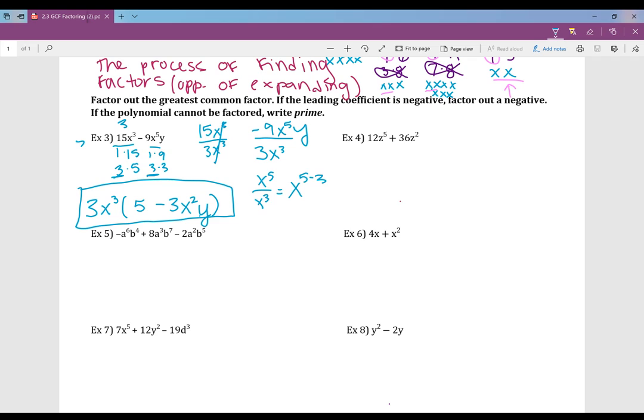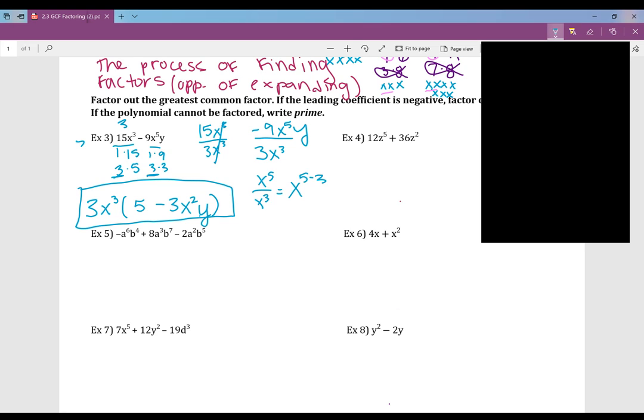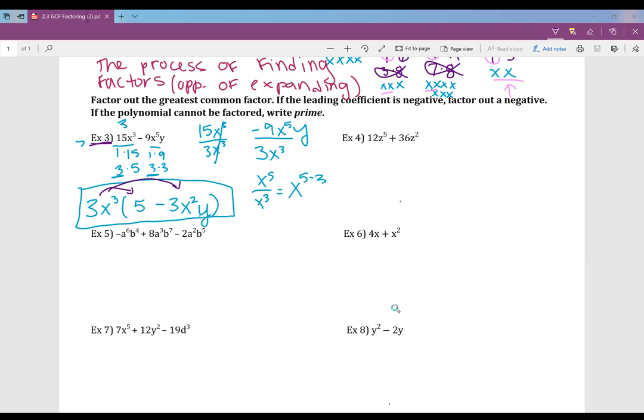And if you notice when you're looking at this, if you were to multiply this back out, multiply the 3x cubed into each of these, you should get what you started with in example 3, the 15x cubed minus 9x to the 5th y.